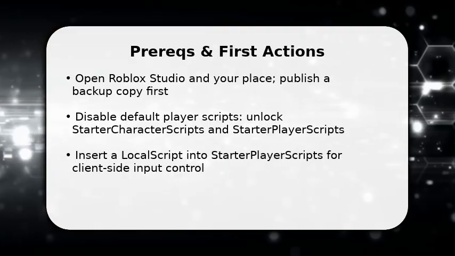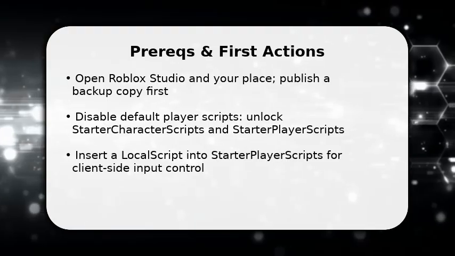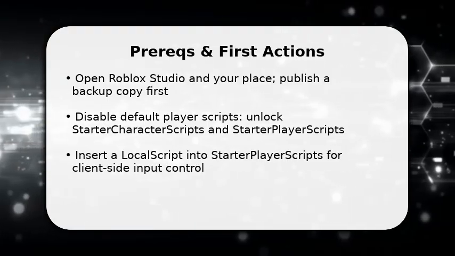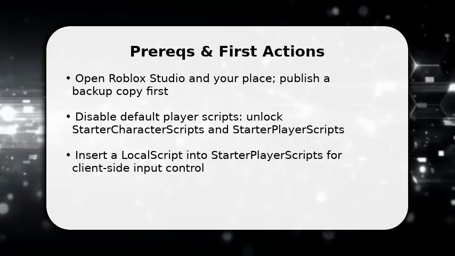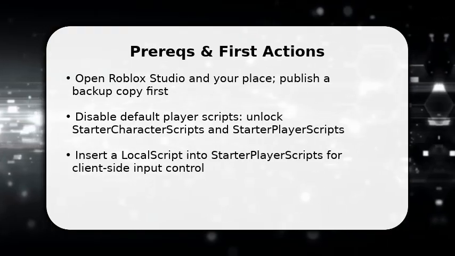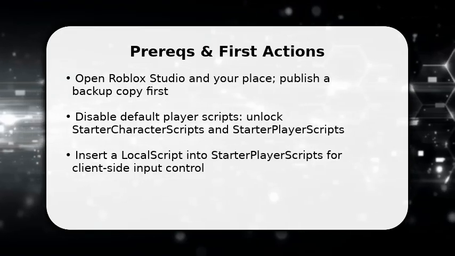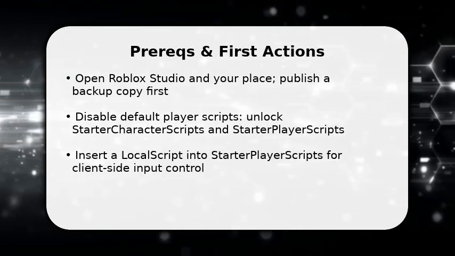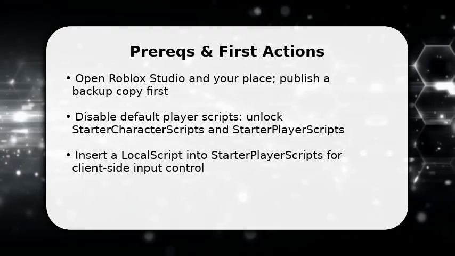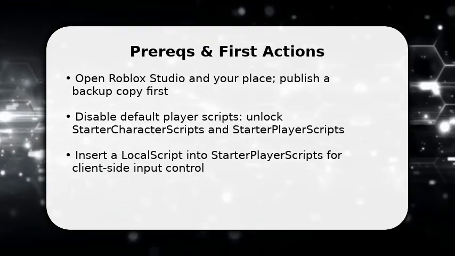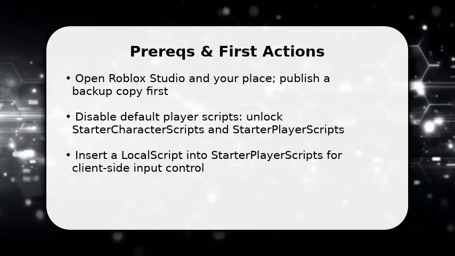You start by opening Roblox Studio and loading your place. Make a backup so changes are reversible. Next, remove or disable default auto-jump behaviors inside starter character scripts and starter player scripts, because those often trigger unwanted jumps. Then insert a local script into starter player scripts to capture player input locally.